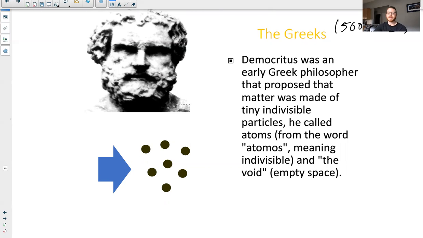He was a philosopher who proposed that matter was made of indivisible particles called atoms, which was derived from the word atomos, meaning indivisible. So he did not think that the particles in the observable world around him could be separated into anything less than those particles. So, atoms being indivisible.